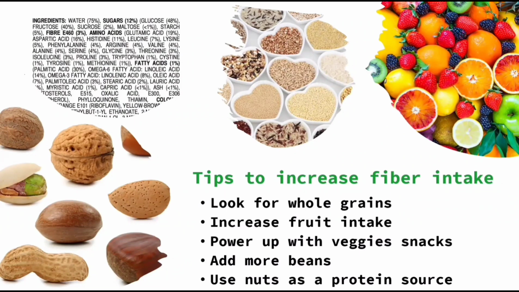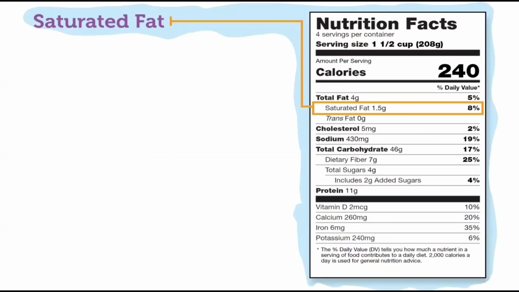Keep vegetable snack trays handy. Choose colorful dark green, orange, and red vegetables such as broccoli florets, carrots, and bell peppers. Add beans such as garbanzo, kidney, or pinto, lentils, and peas to salads, soups, and side dishes, or serve them as a main dish. Let's talk about saturated fat.